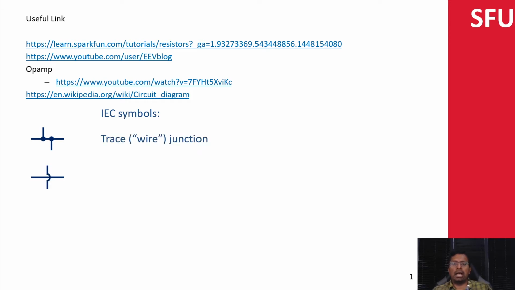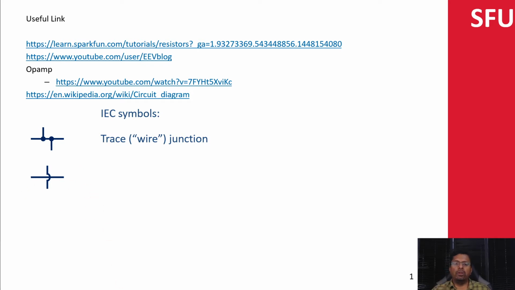If you don't have a junction, for instance if you have two wires going on top of each other, so you're not actually touching each other, in that case you put a loop. This is known as trace crossing. So this is a junction, and this is a trace crossing.